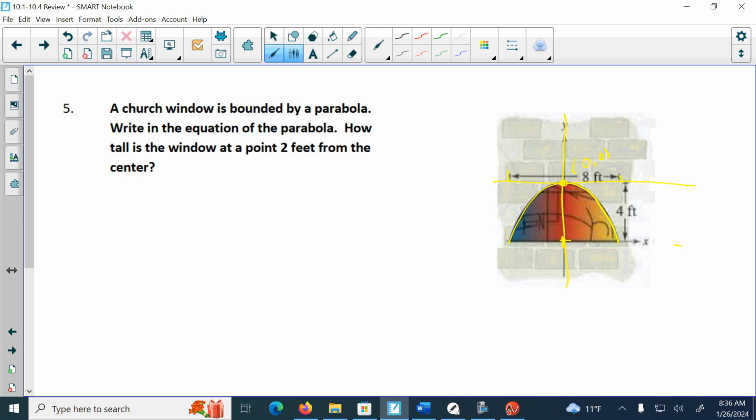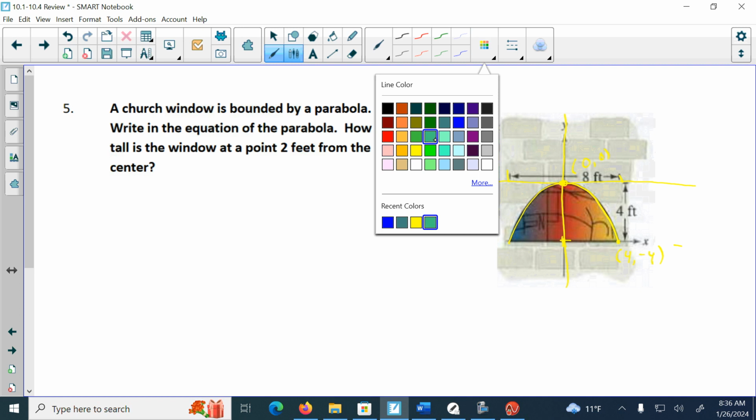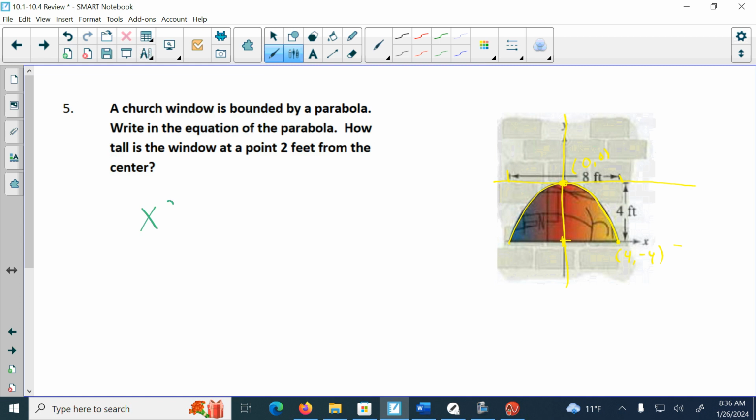So from halfway over is going to be 4. So this right there is going to be 4. And then since this is 0 and I drop down 4, this is going to be negative 4. So I've identified one point. Since the vertex is 0, 0, the x is what's squared because it opens down, so x squared is equal to 4py.